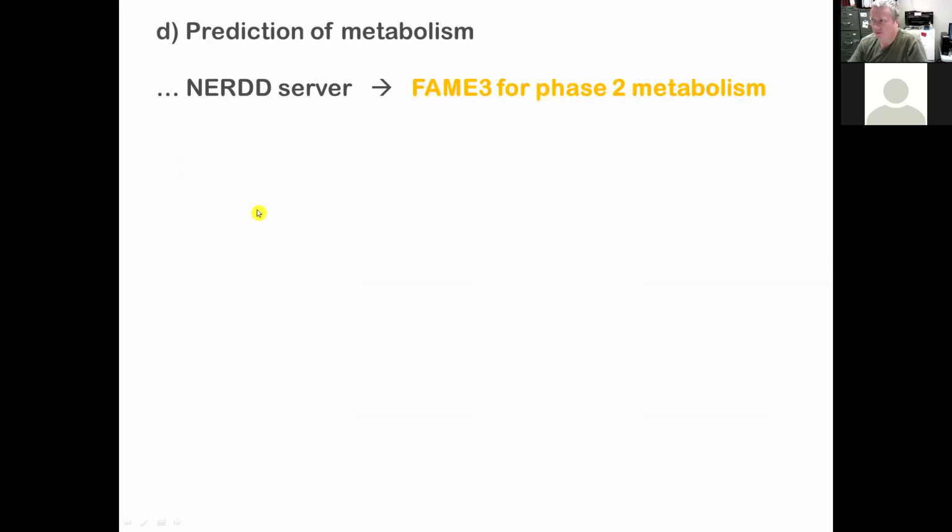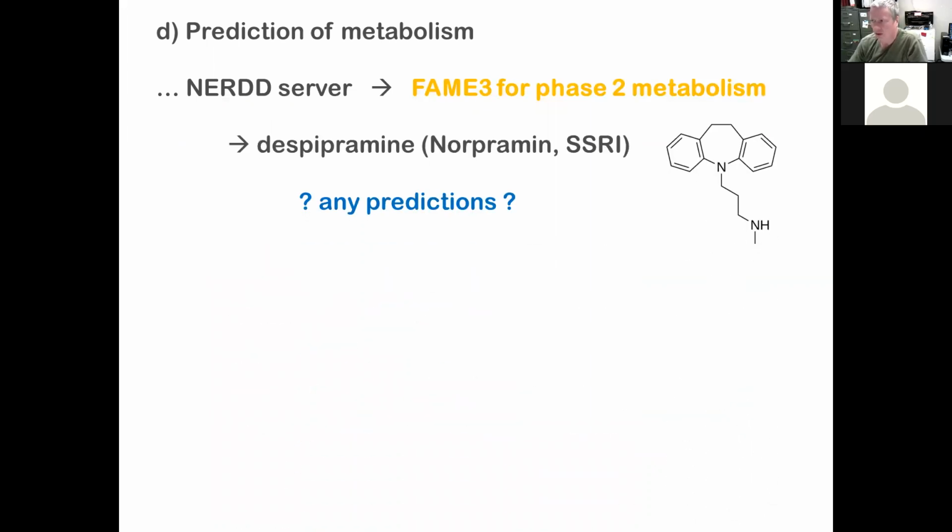Okay, FAME 3 for phase 2 metabolism. This will just look for where phase 2 metabolism might occur, like where conjugation might occur, for example. We're going to go back to desipramine, and focus on this unmetabolized drug and ask where phase 2 metabolism might occur. The prediction's probably going to be on the amine, right? That is a free nucleophilic atom, so that's probably pretty reasonable to be metabolized.